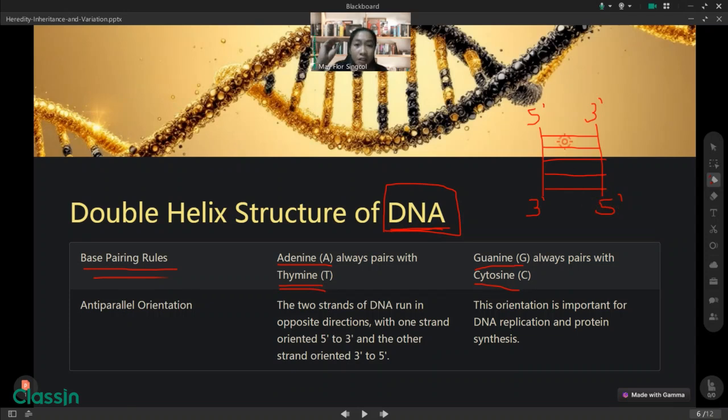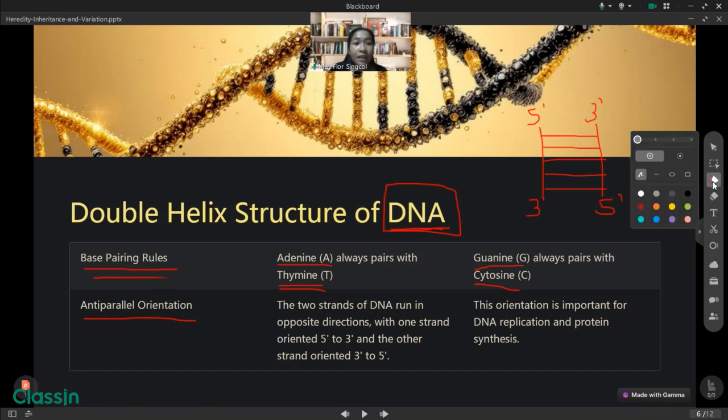The nitrogenous bases cannot pair if there is no anti-parallel orientation. If both strands were 5 and 3 in the same direction, most probably your nitrogenous bases won't be paired with each other. They won't find their pair if they have the same orientation. There must be an anti-parallel orientation.